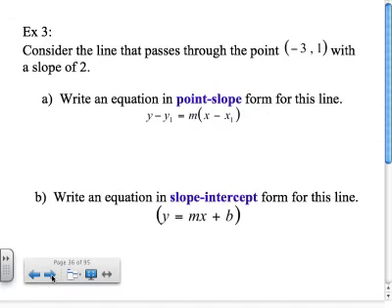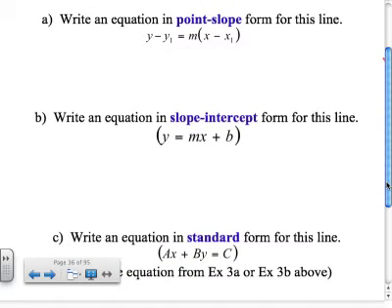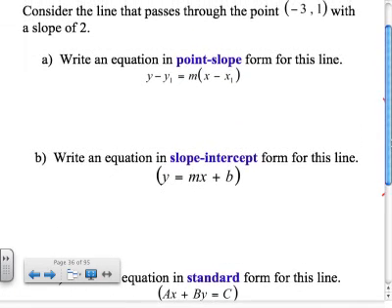Example 3 says, consider the line that passes through the point -3 comma 1 with a slope of 2. Write an equation in point-slope form. Write the equation in slope-intercept form. And write the equation in standard form. Okay, so pretty straightforward stuff. This kind of summarizes everything from sections 1 through 4.